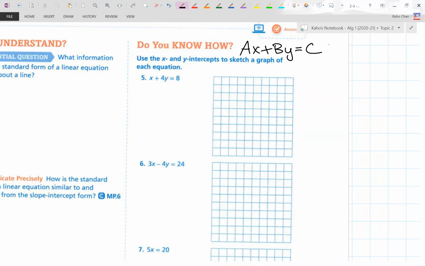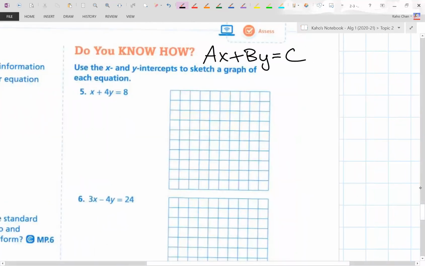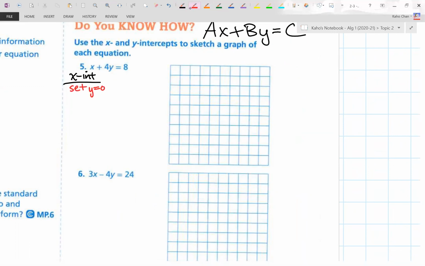Take a look at number 5 here. Create a couple of spots here to solve for x plus 4y equals 8. We will find the x-intercept first. Take your equation and set y equal to 0 in the equation itself. X plus 4y equals 8. Y is 0, so that zeroes out. Oh, yay! X equals 8.